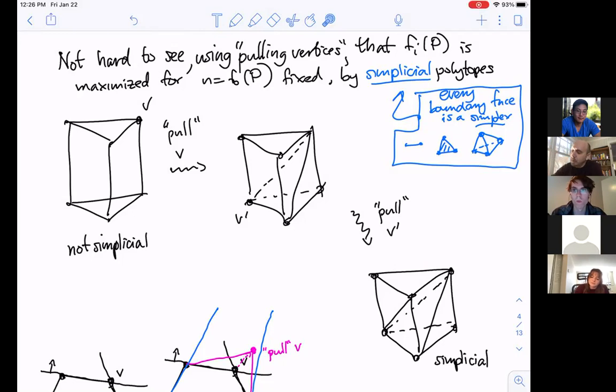And you do this trick called pulling vertices. You pick a vertex and you kind of pull it out a little bit. And what it does is it triangulates faces that it was involved with. So it makes more triangles. And you can keep pulling the vertices. And once you've pulled all of the vertices, one can show, we'll talk about this later more precisely, that you get to a simplicial polytope, one whose boundary faces are all simplices, and which has the same number of vertices, but more faces than you began with. So one only has to look among these simplicial polytopes for the maximizers.